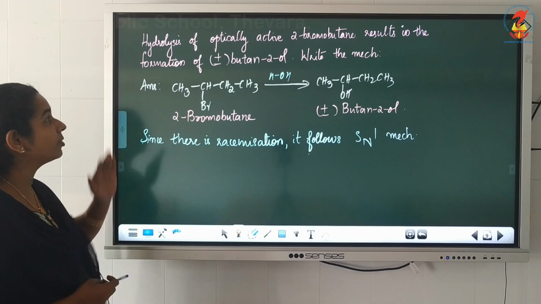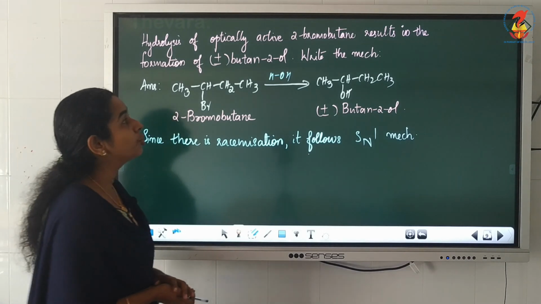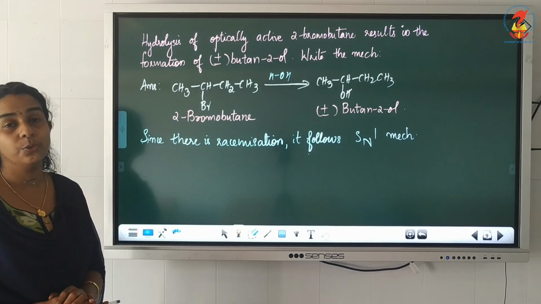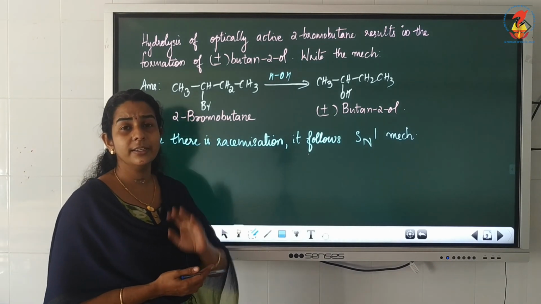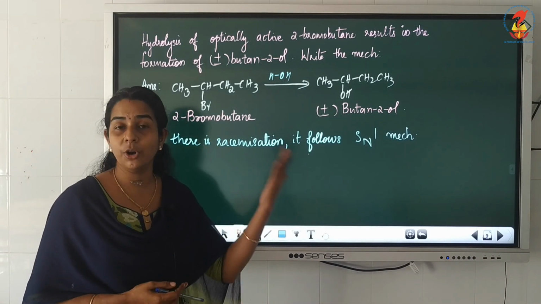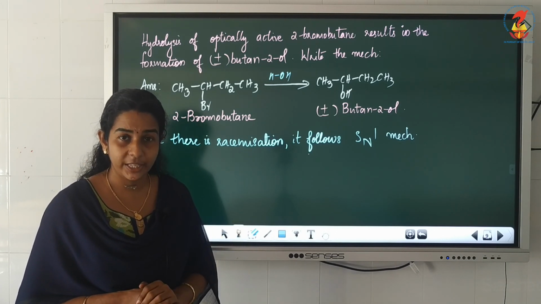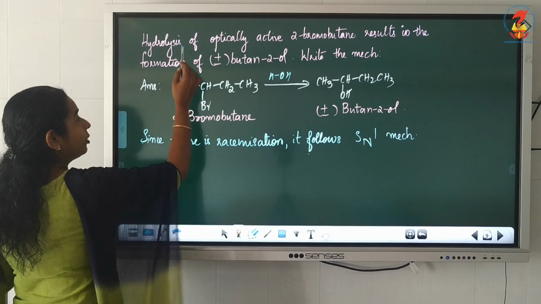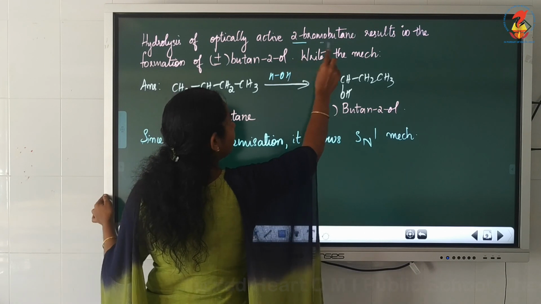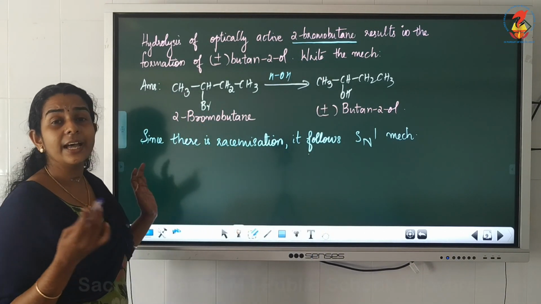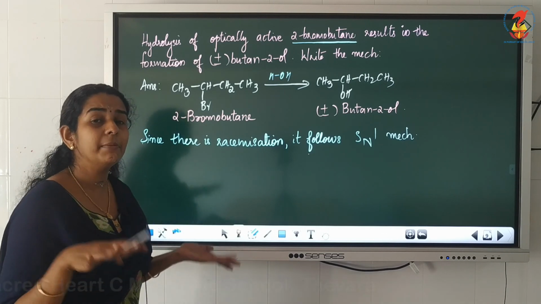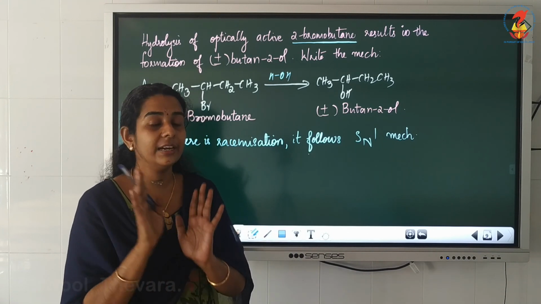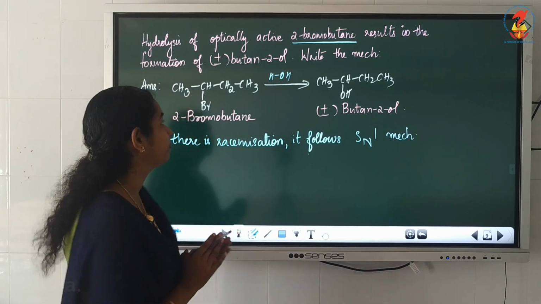Now another question: hydrolysis of optically active 2-bromobutane results in the formation of plus or minus butan-2-ol. Write the mechanism. So here also the mechanism is not directly mentioned in the question, whether it is SN1 or SN2, but indirectly it is mentioned. How? The hydrolysis of optically active 2-bromobutane. Optically active means either it will be dextro or it will be levo. It won't be plus or minus, isn't it? Either dextro or levo. Then only we can say that it is optically active.